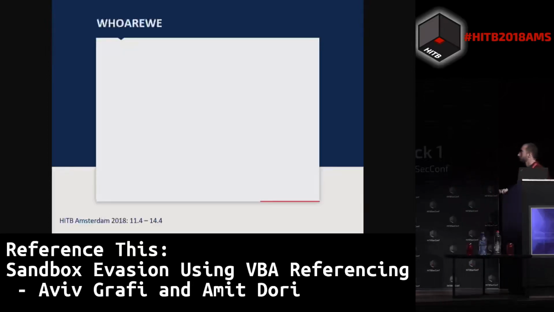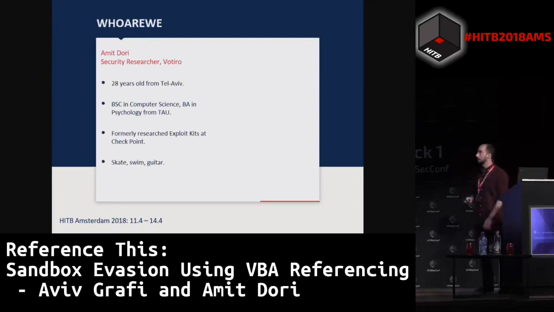So, as I said, my name is Amit. I'm a security researcher at Votiro. I'm from Tel Aviv, Israel. 28 years old, working for Votiro for the last year, and before that I was working at Checkpoint, researching, studying exploit kit as part of the threat intelligence group. I like skateboarding, swimming, and I play the guitar.